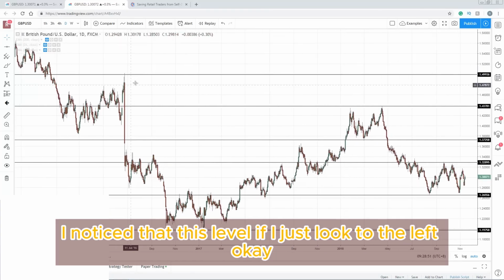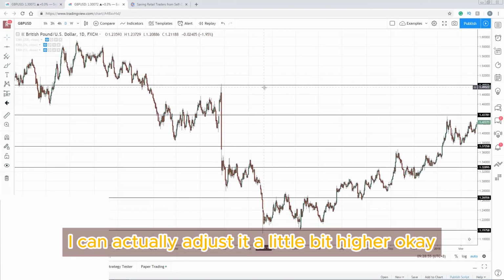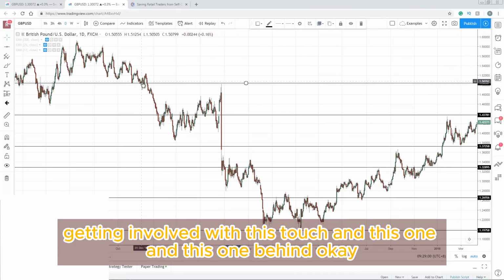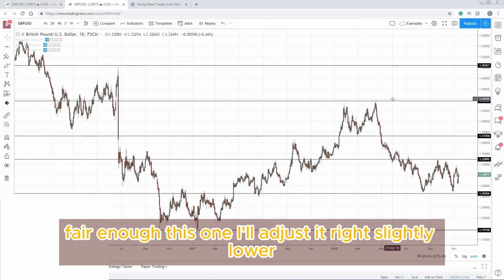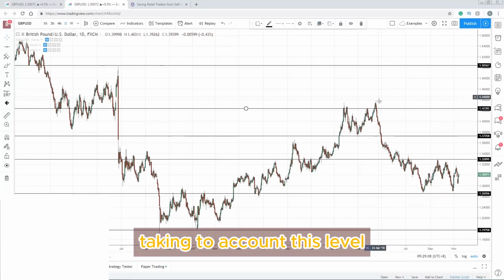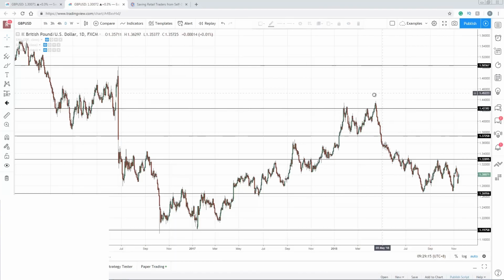So this one over here, I noticed there's this level. If I just look to the left, I can actually adjust it a little bit higher, getting involved with this touch and this one behind. Okay, fair enough. This one I'll adjust slightly lower, taking into account this level, this, and this. And even sometimes this one over here in the past.